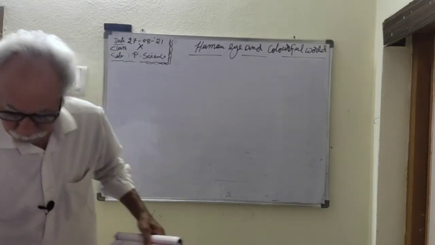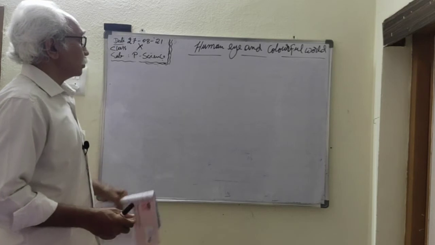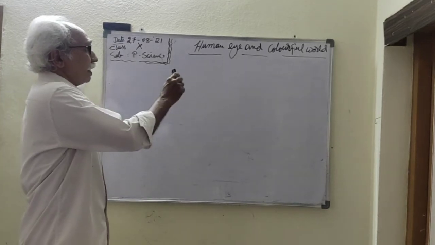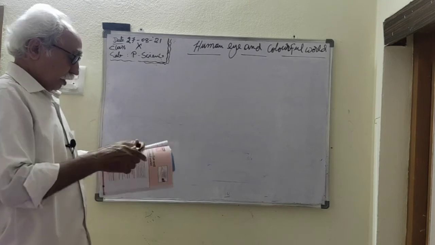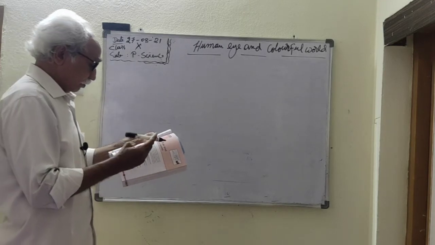Good morning. Today we are going to start this chapter, the human eye and colorful world. Under this, the first topic is the least distance of distinct vision.